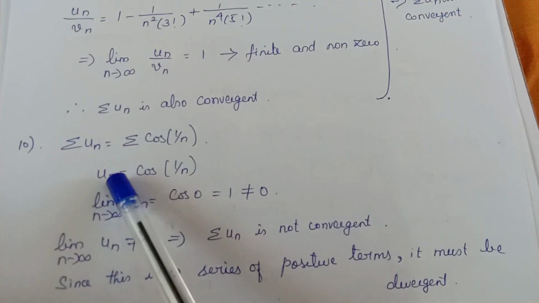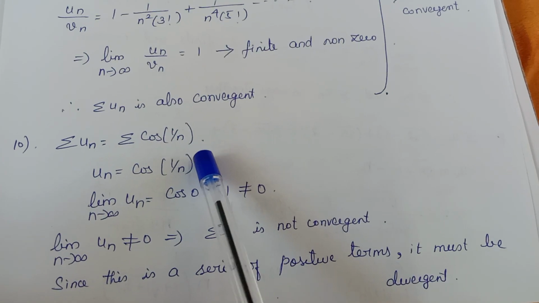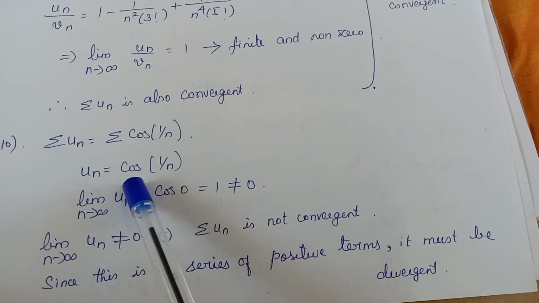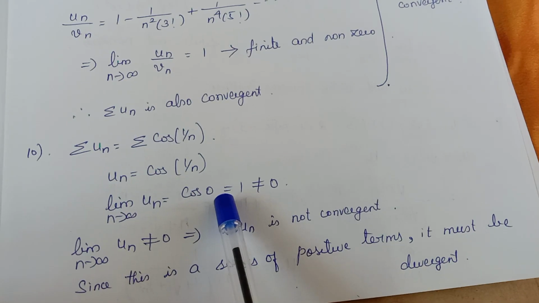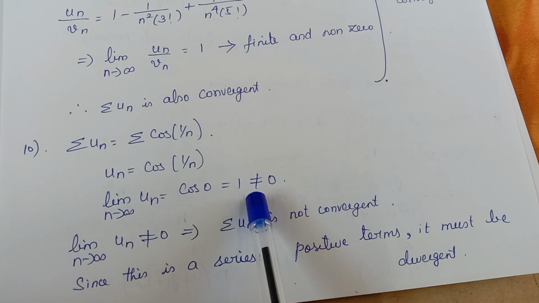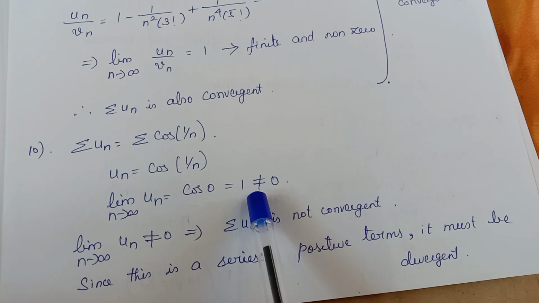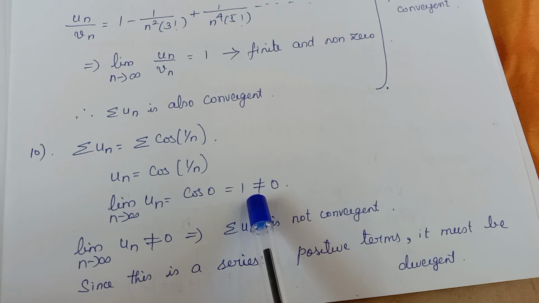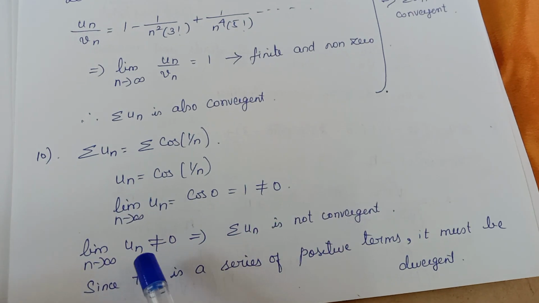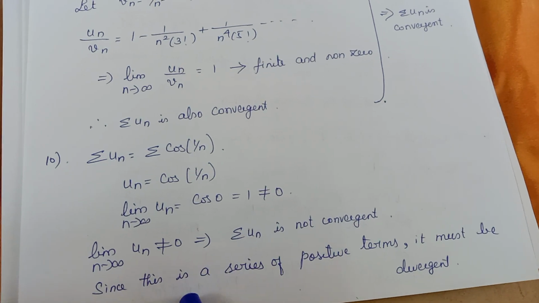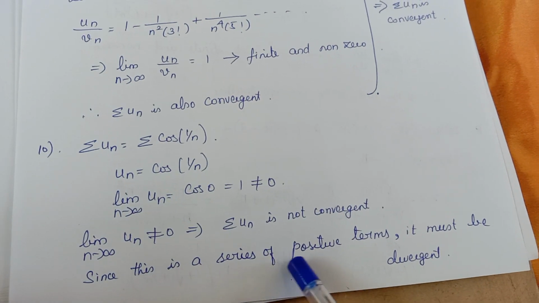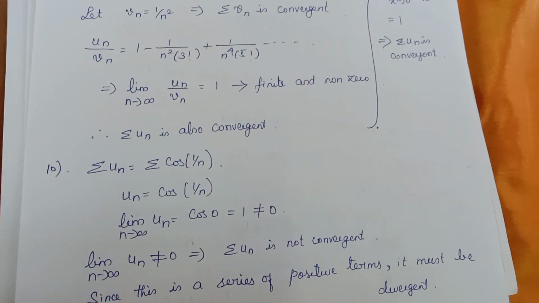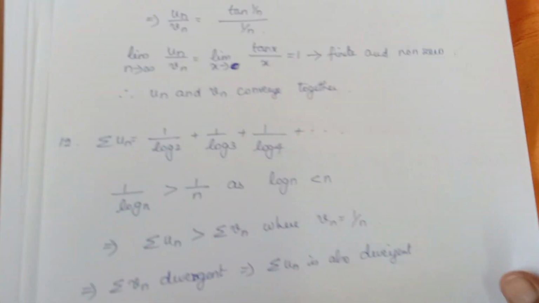Next one, sigma un equal to sigma cos 1 by n. Now this is my un, no? See, as n tends to infinity, it will become what? Cos 0. Cos 0 is 1, which is non-zero. So what I told you already, if limit of un as n tends to infinity is non-zero, the series is not convergent one. Therefore, this is not convergent. But this is a series of positive terms only, no? Therefore, it must be what? Divergent. Okay. Then, next problem.